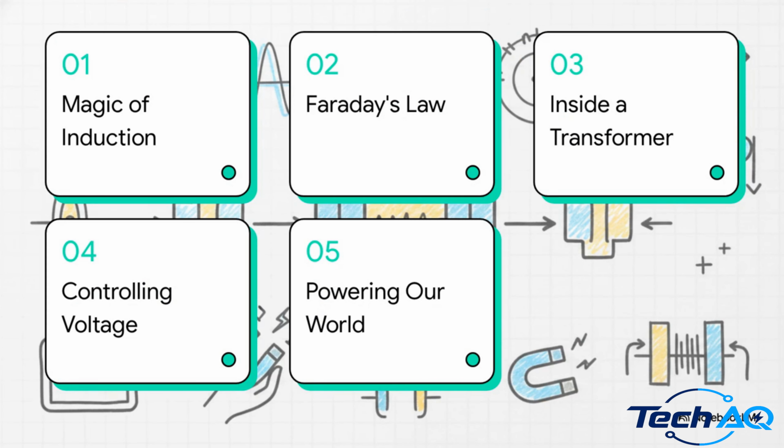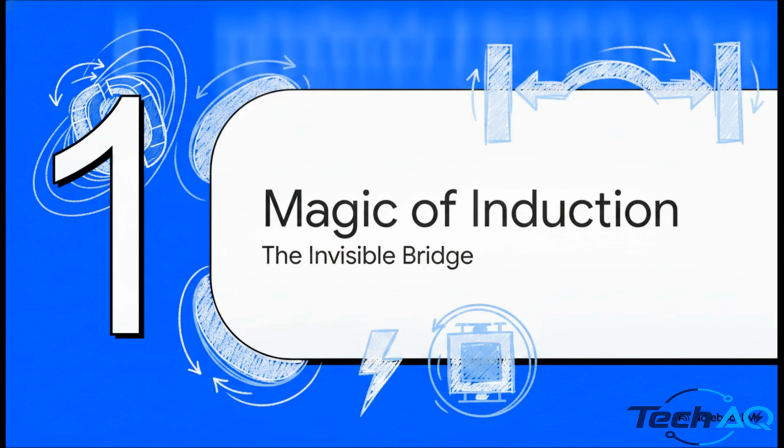So here is our roadmap for the explainer. 1. The magic of induction. 2. Faraday's law in action. 3. Inside a transformer. 4. Controlling the voltage. And finally, 5. Powering the modern world. All right, let's kick things off with Section 1, the magic of induction.